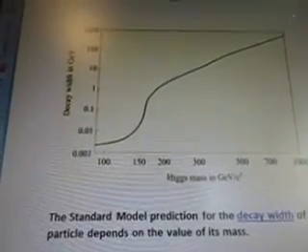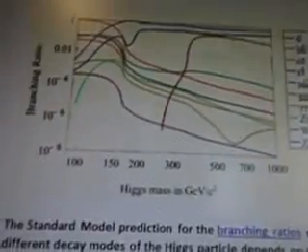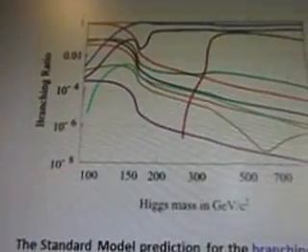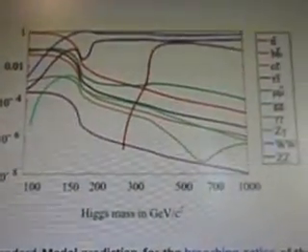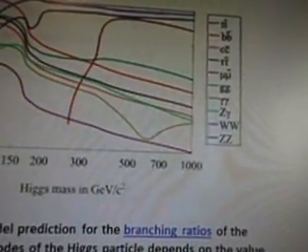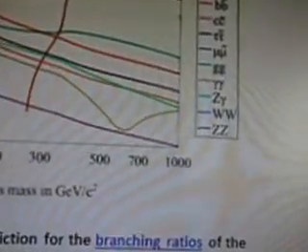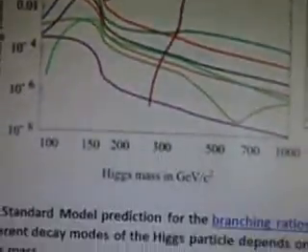So here's a diagram I found with decay width in GeV and Higgs mass in GeV. It says the standard model prediction for the decay width of the Higgs particle depends on the value of its mass. This diagram says branching ratio and Higgs mass in GeV. And then it's got TT, BB, CC, some other symbols, UU, GG, YY, ZY, WW, and ZZ. So they're all color coded, and then it shows you the graph where they go.